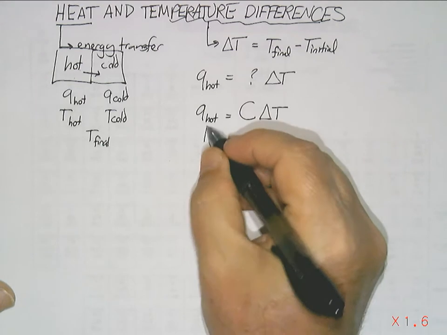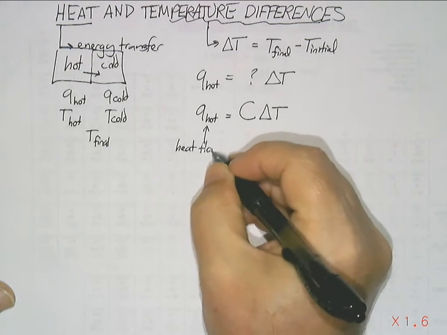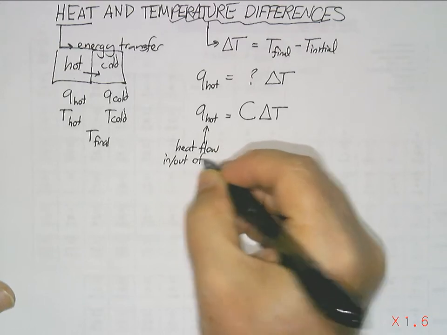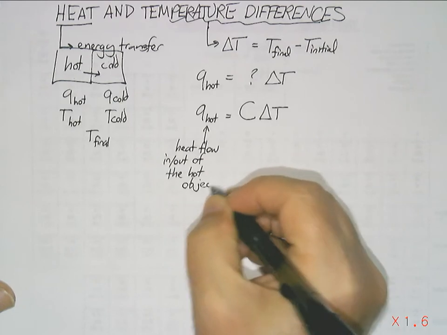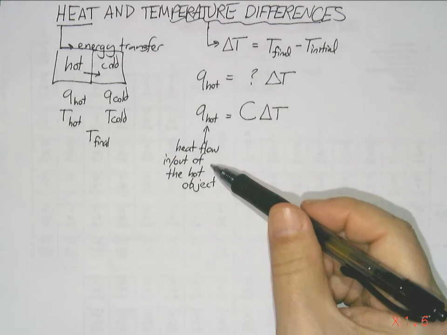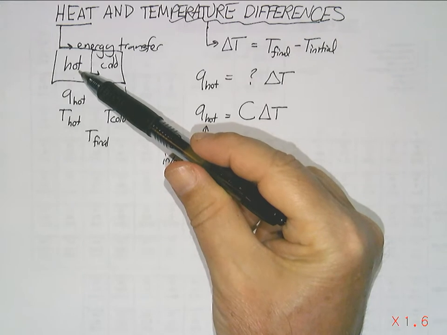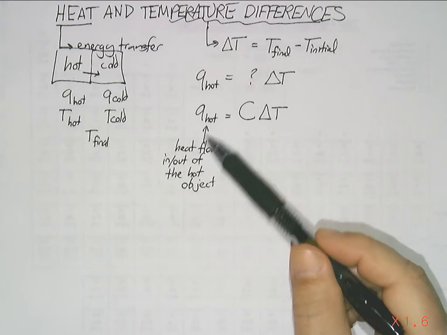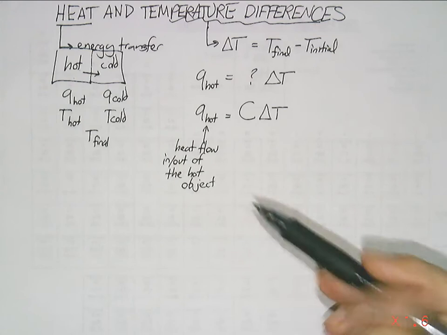So that's a constant. This is the heat flow in and out of the hot object. Now, does energy leave the hot object or go in? Well, we know from what I said up here that energy transfer always spontaneously occurs from the hot object to the cold object. So the heat is always going to be leaving the hot object. So it's always going to be a flow out. But we're going to have a way of tagging that, which we'll see in a minute.